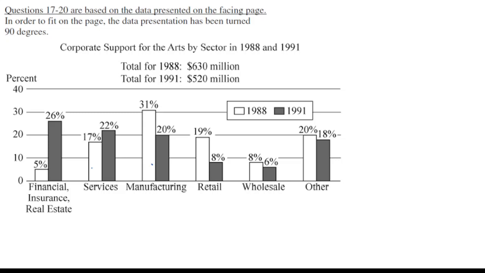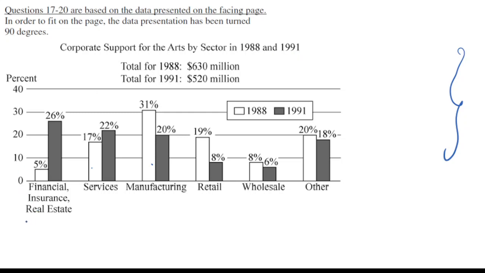Questions 17 to 20 are based on the data given in the following graph. So in order to solve questions 17 to 20, we need to first understand what kind of data is given over here and how we should read it. Okay. So it says that the corporate support for arts by sector for 2 years, 1988 and 1991.